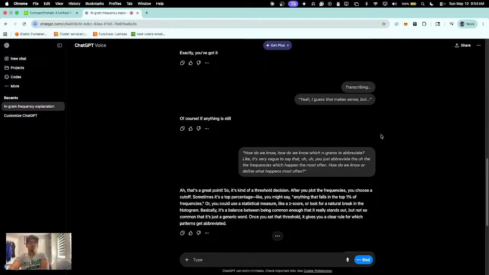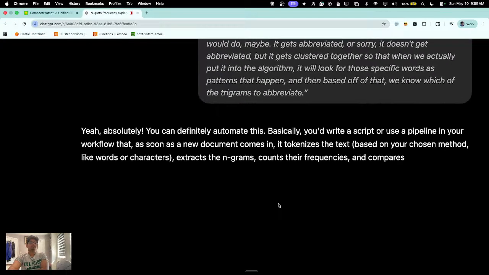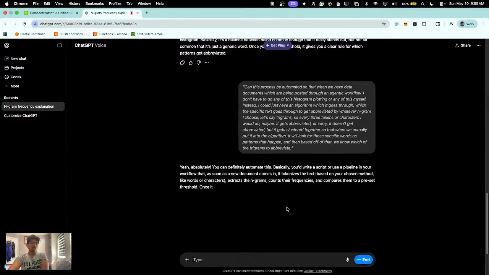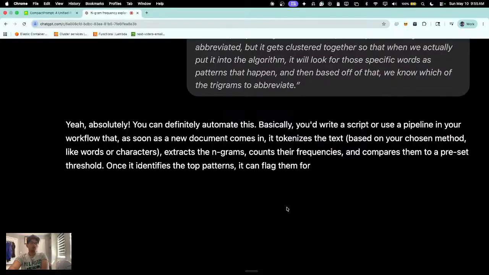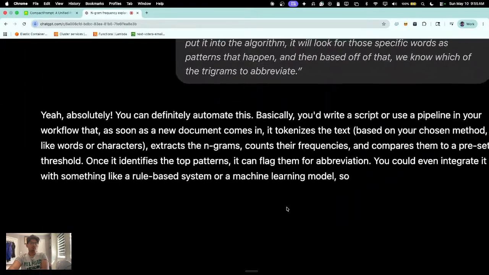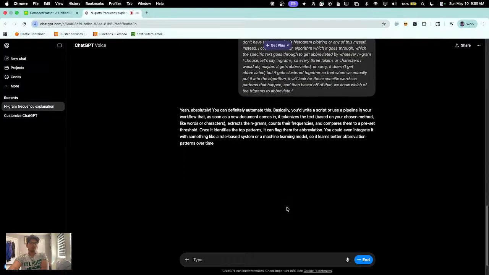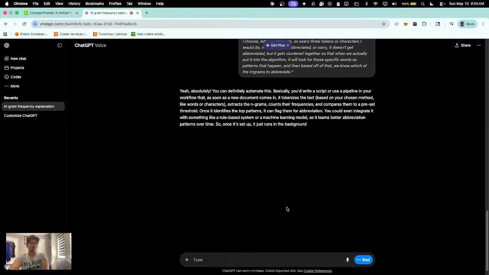Yeah, absolutely. You can definitely automate this. Basically, you'd write a script or use a pipeline in your workflow that as soon as a new document comes in, it tokenizes the text based on your chosen method, like words or characters, extracts the n-grams, counts their frequencies, and compares them to a preset threshold. Once it identifies the top patterns, it can flag them for abbreviation. You can even integrate it with something like a rule-based system or a machine learning model, so it learns better abbreviation patterns over time. So once it's set up, it just runs in the background, and you don't have to manually intervene.